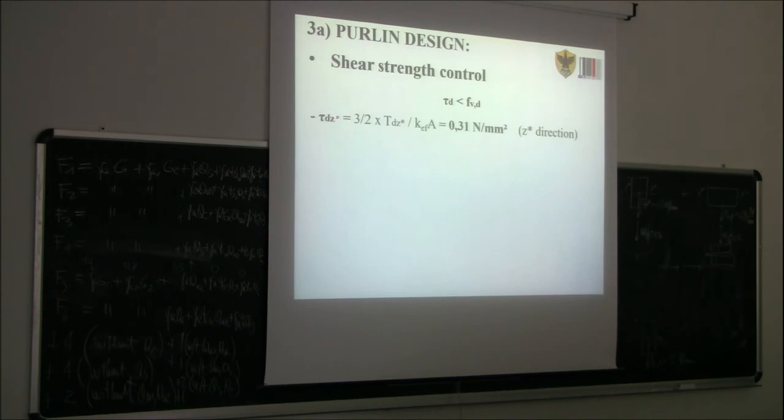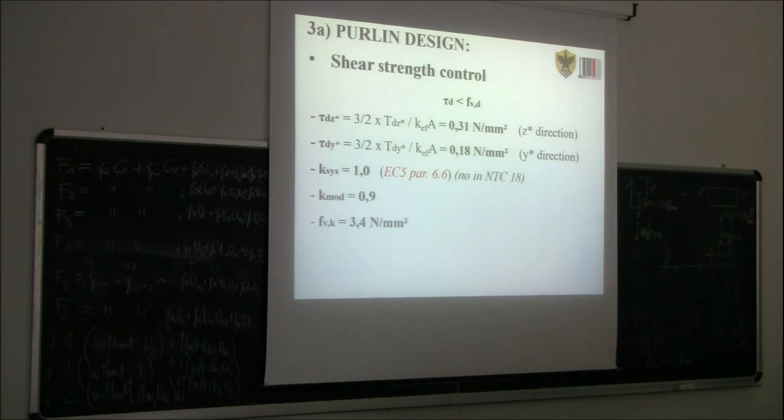So maximum shear stress is 3 divided by 2 times the shear divided by Kf times A, 0.31 Newton per square millimeter. This is along Z, this is along Y. And we need to go in the two directions because of course we have biaxial bending. And we need to compare these values, so the maximum value is 0.31 with the value of the design strength in shear. Design strength in shear is 2 Newton per square millimeter.